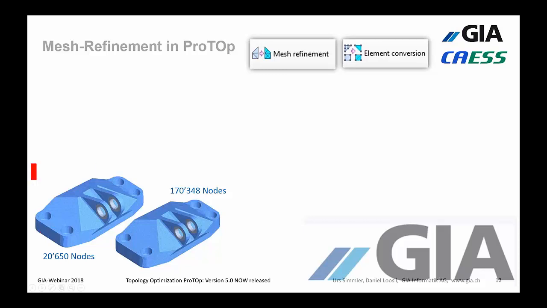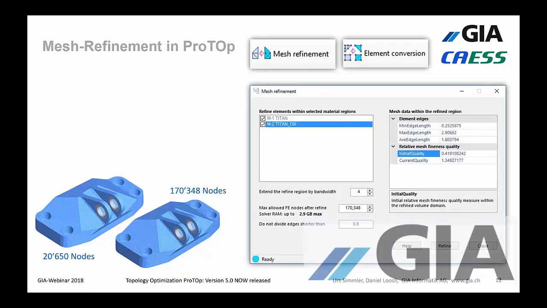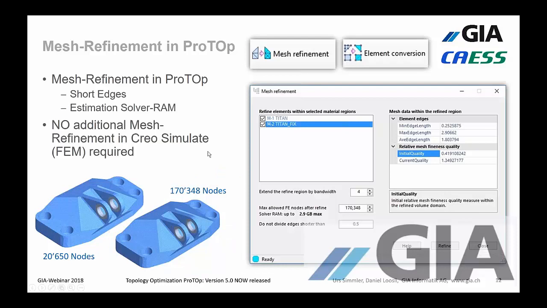So that means at the first step we are bringing in from our CAD system or from the FEM system of our CAD solution, a mesh. It can be quite coarse. Then we are doing some optimizations, and in a certain state we need a mesh which is more dense. And now we have capabilities inside ProTOp to do a mesh refinement, and there is also an estimation about how much RAM we need for solving a dense mesh.